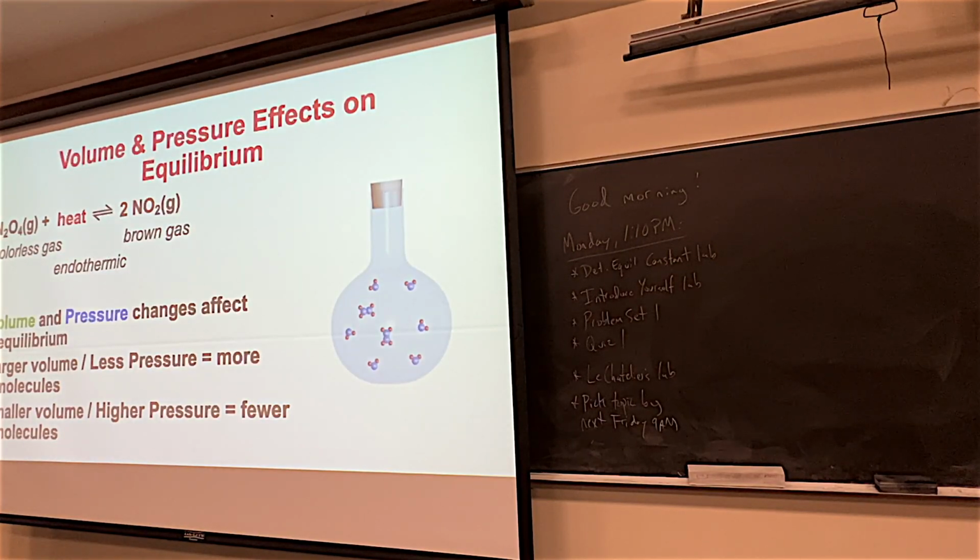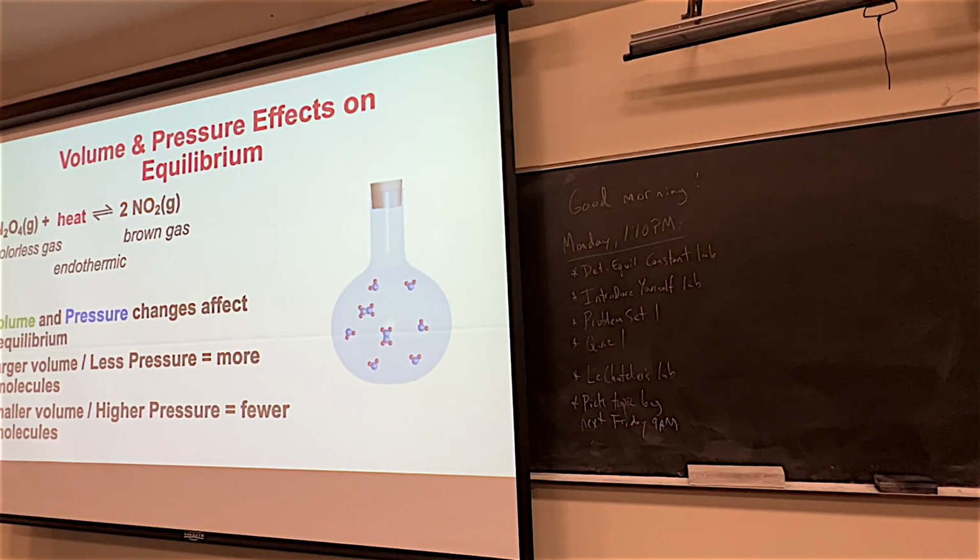Now, if you have a gas, you can also affect the pressure and the volume of the gas. This is only for gases, all right? These things don't affect the K value necessarily, but they will affect how everything works out. So again, the N2O4 is colorless, the NO2 is brown. Over here in this flask, you've got bigger N2O4s and smaller NO2s.